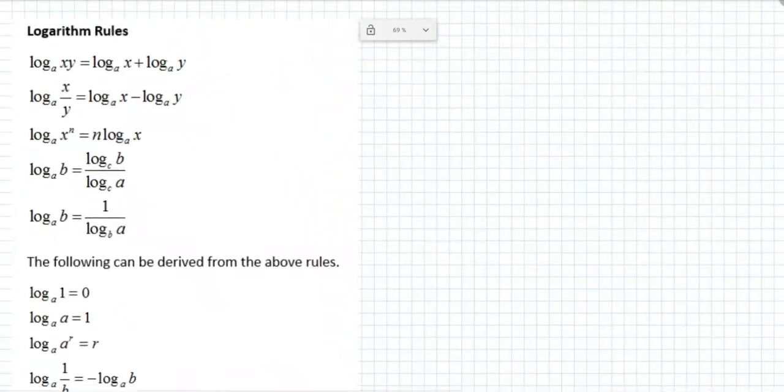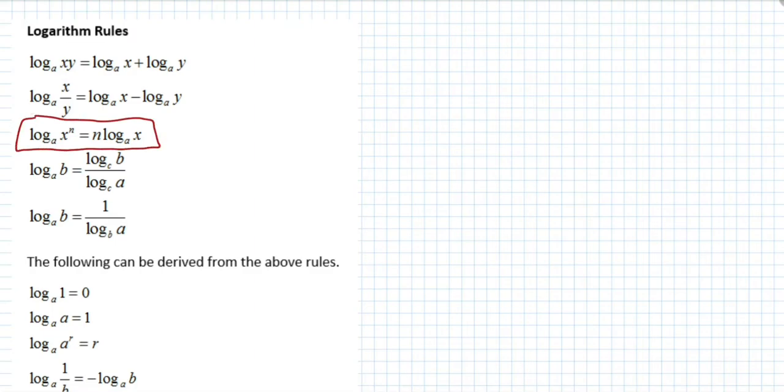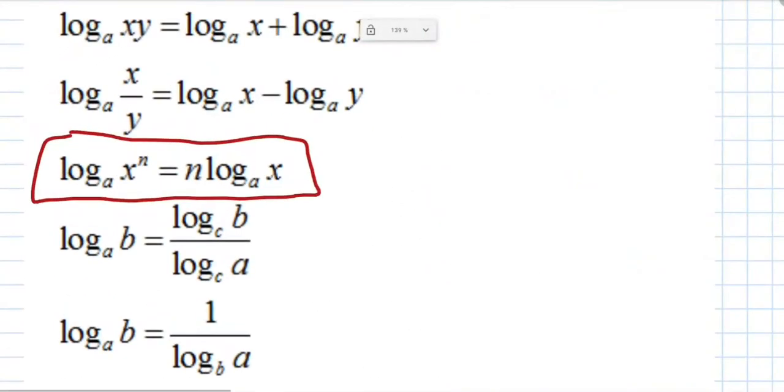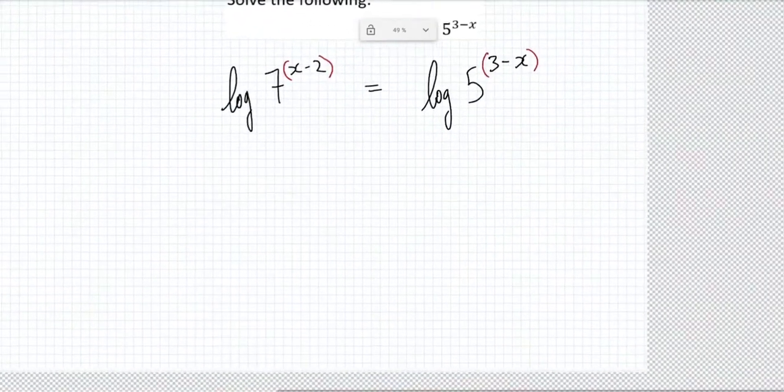We know we can do that by looking at our logarithm rules. It's this one here in particular, which states that log base a of x to the power of n is equal to n log base a of x. So what we did is we take that n and we bring it down there. A little bit messy. Basically, this n can be written in front of the log base a of x. So let's do that then.